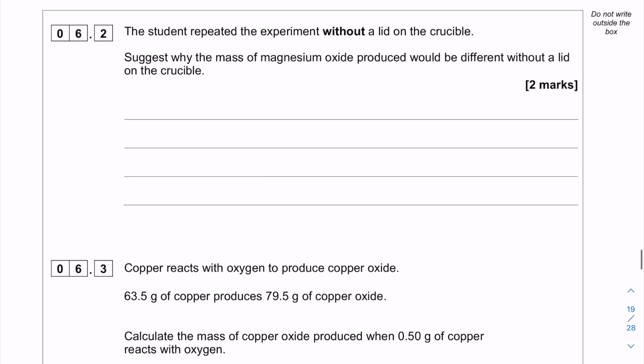The student repeated the experiment without a lid on the crucible. Suggest why the mass of magnesium oxide produced would be different without a lid on the crucible. Because if you didn't have a lid on the crucible, the mass of magnesium oxide would be less. And why is that? Because some of that magnesium oxide might have escaped.